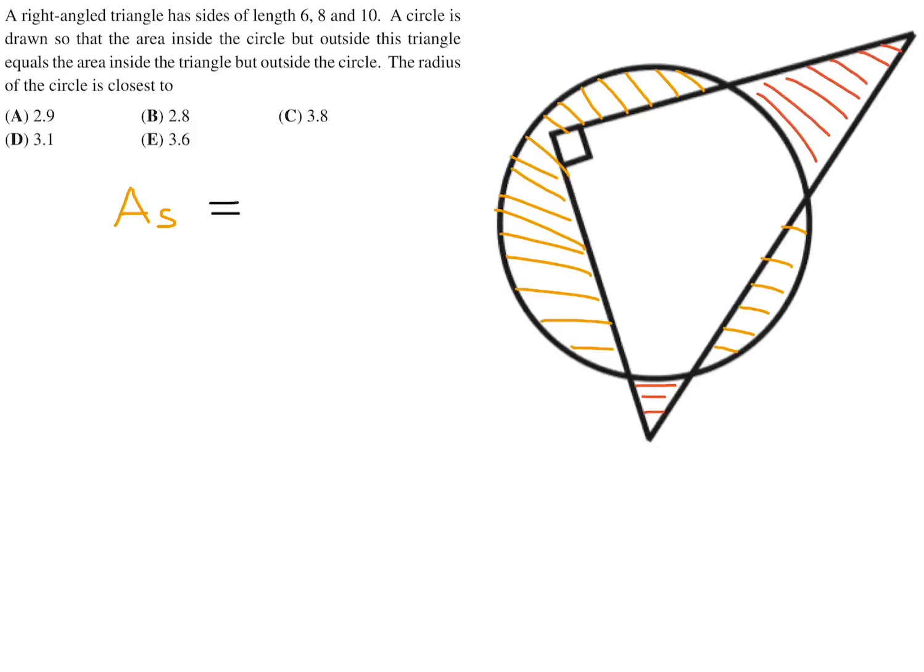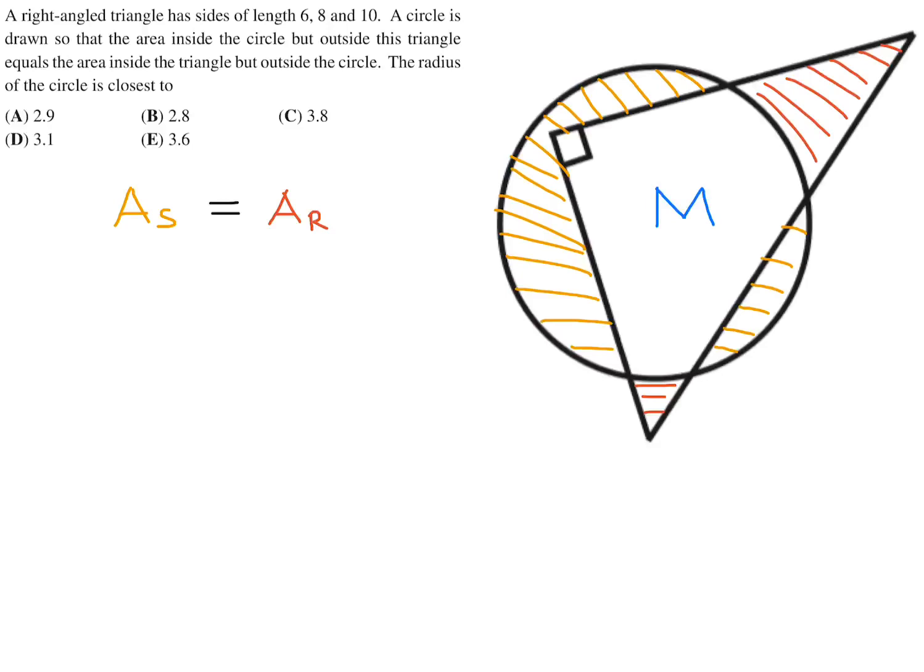That region is inside the triangle, but it's outside the circle. So I'll call that area of red. And you can call it anything, it doesn't really matter, but that's what I'm going to call it. And then you can see that there's a big chunk in the middle that I haven't labeled, so I'll just call that M. M for middle.